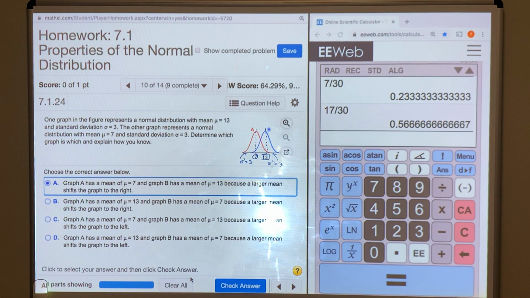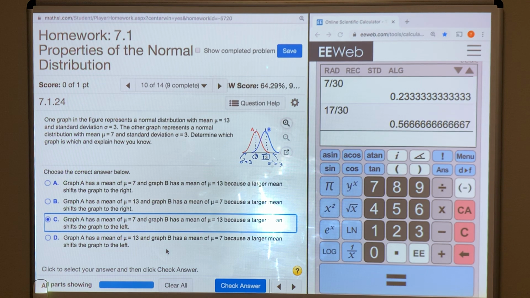Because a larger mean shifts the graph to the right. And that's true. So that might be an option. Let's go to B. Graph A has a mean of 13. No, graph A is 7, so that's out. We don't even have to read any further.